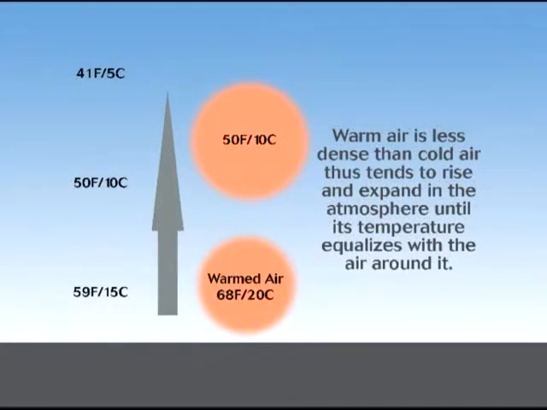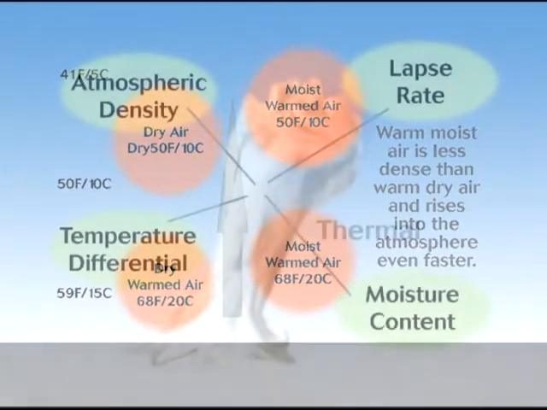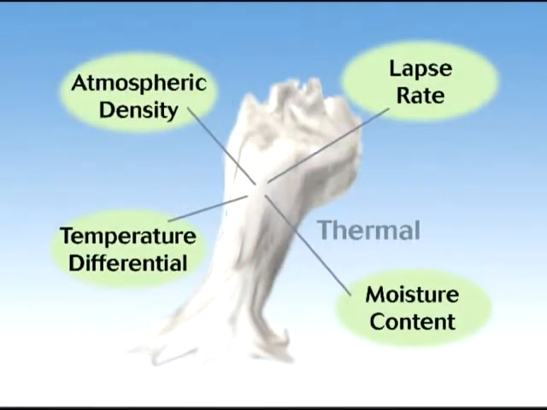Warm air is less dense than cold air, thus tends to rise in the atmosphere. Warm, moist air is less dense than warm, dry air and rises even faster. As you will soon learn, variations in these four atmospheric characteristics determine the size, strength, number, and shape of thermals in the convective boundary layer.